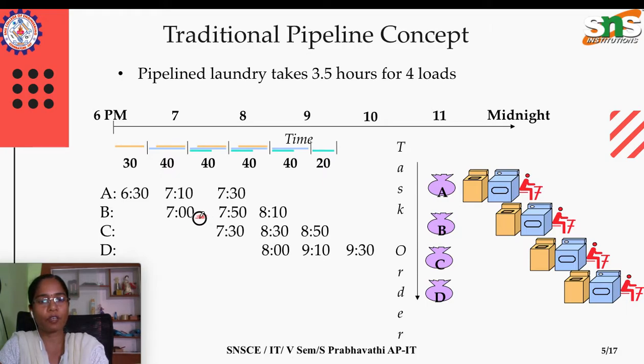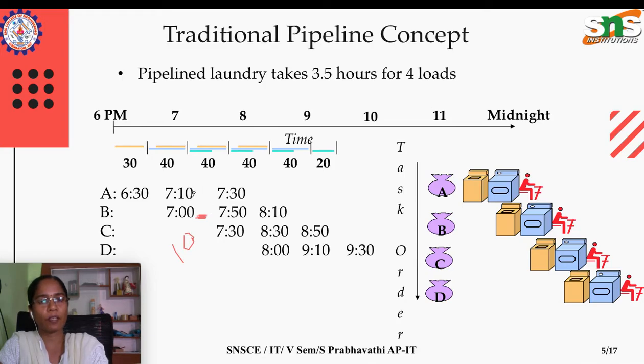B will wait for 10 minutes, which technically in pipelining is called a stall. Okay, I'll get back to that stall term later. Just assume now B needs to wait for how long? 10 minutes. Why? Because the dryer is not free, it is currently engaged by A. So at 7:10 the dryer will be free.